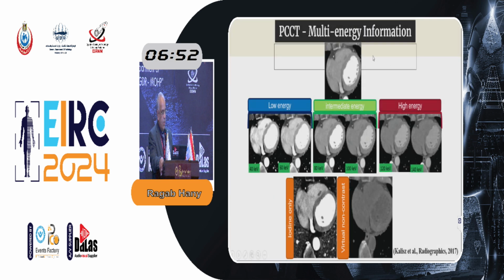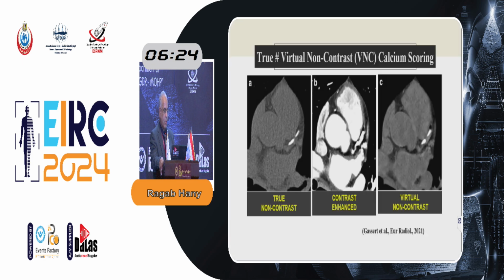This is a conventional image, okay? And by applying software to detect the low energy, intermediate, and the high energy, we can get two images. One of them enhances the amount of contrast, which is called the iodine only image or iodine map, and the other one without contrast, which is called the virtual non-contrast image. From this image, we can calculate the calcium and score the patient.